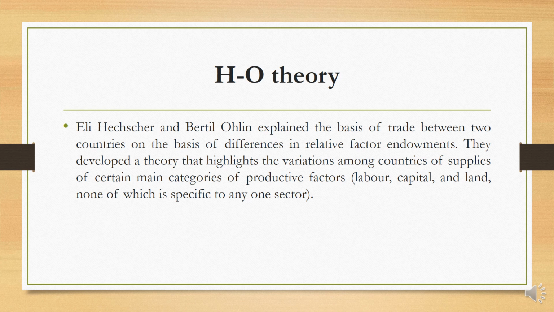Eli Heckscher and Bertil Ohlin explained the basis of trade between two nations on the basis of differences in relative factor endowment. They developed a theory that highlights the variation among countries in the supply of certain main categories of productive factors, that is labor, capital and land, none of which is specific to any one sector.